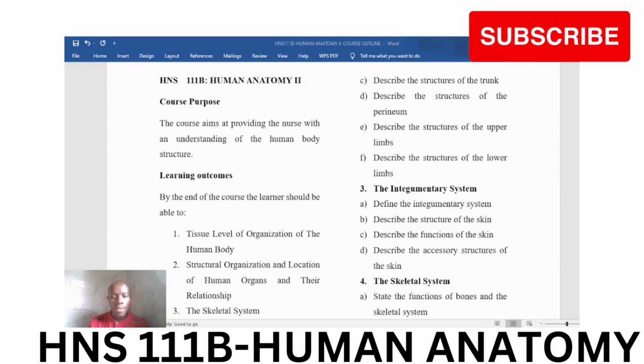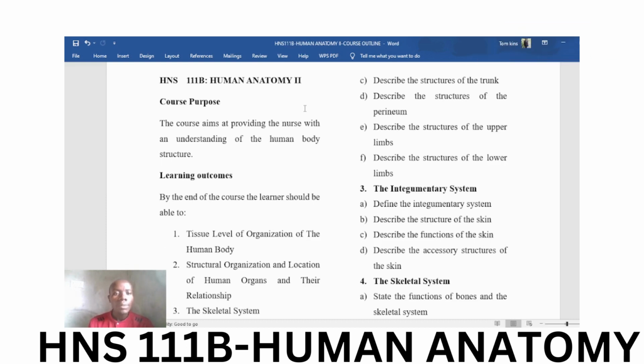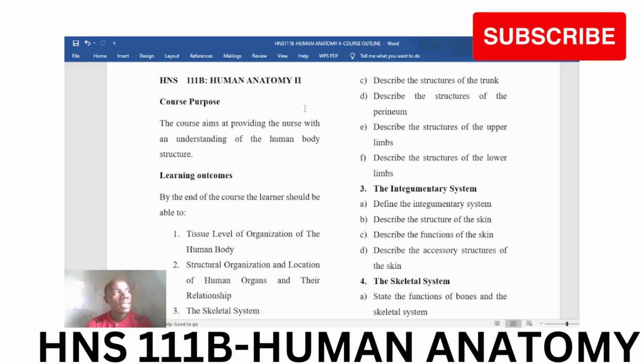Today's session we are reviewing Anatomy 2. Anatomy 2 course outline. It is HNS 111B Anatomy 2. So the purpose of this course is that it provides the nurse with a better understanding of the human anatomy and structure. Remember, in Anatomy 1, we are looking at the introduction.